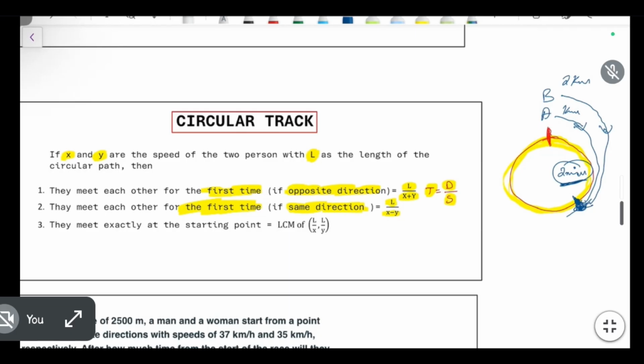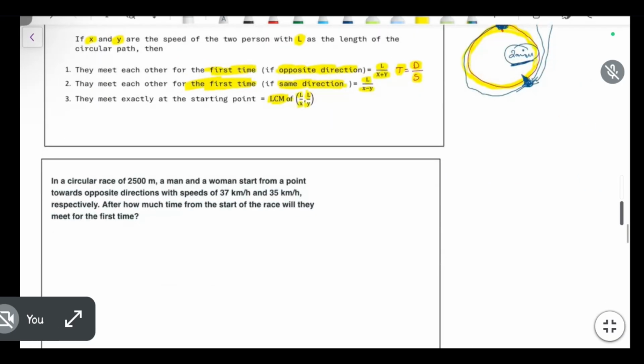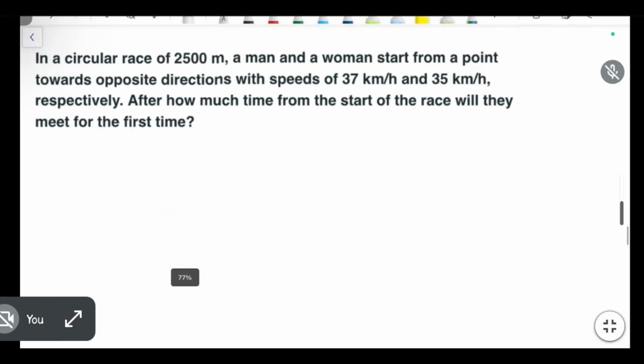Then, if you also want to find at what time both A and B will meet at the starting point, then the formula is you need to find the LCM of L divided by X and L divided by Y. L is what? Distance, and X is what? Speed of A, and L is the distance again. What is Y? Y is the speed of B. Remember that, okay? So with that in mind, let's try some questions.